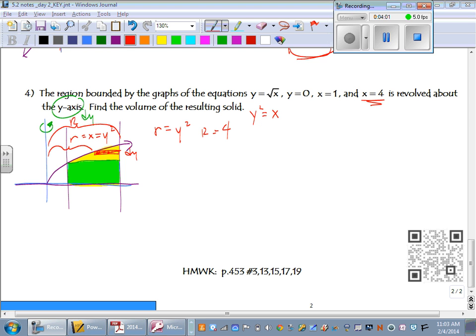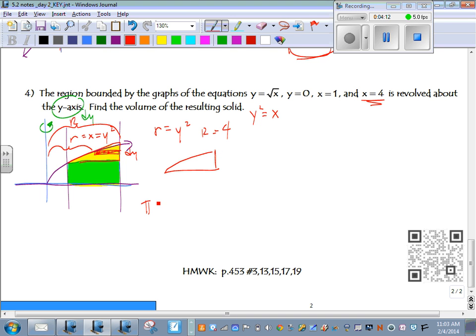So if we're looking at what happens with this region right here, as we rotate around the y-axis, we would have pi times the definite integral from our lowest y value to the biggest y value, which we need to figure out here in a second, of 4 squared, big radius squared, minus little radius squared, dy.